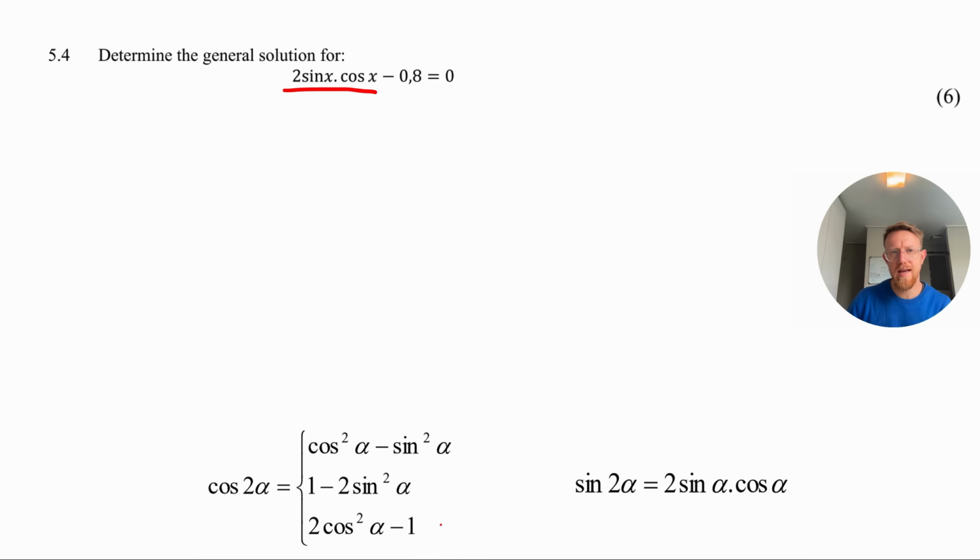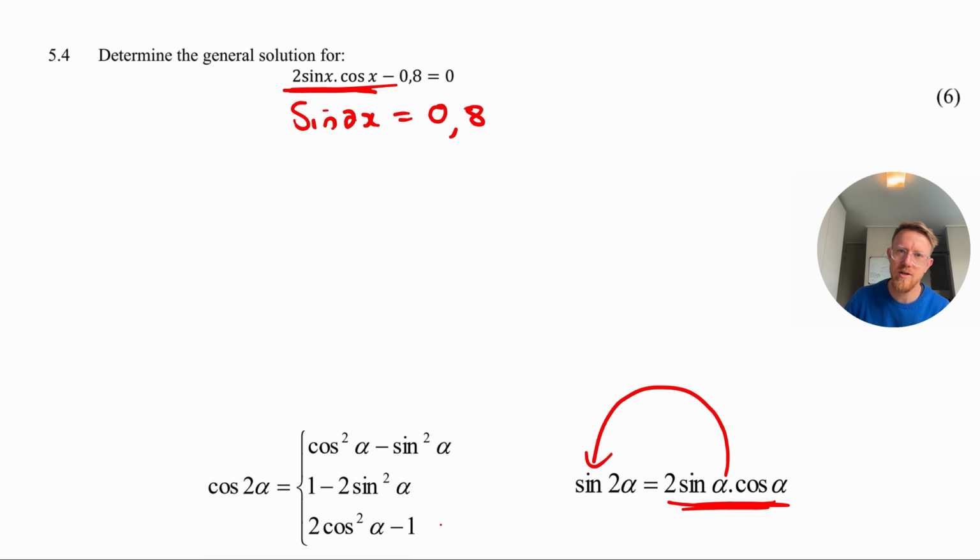And so can you see that we've got 2 sin x cos x? So we can just rewrite it as that. So we can rewrite this as sin 2x. And then we take the 0.8 over, so it becomes positive. And now we just go do a basic general solution type of question.